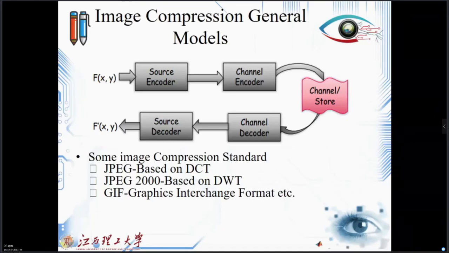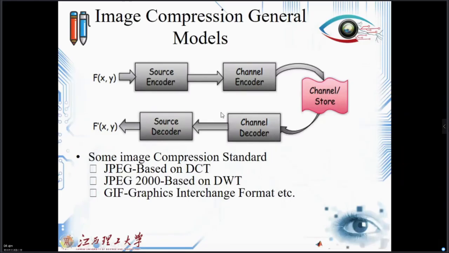It's enough for us to know why we need compression, but what is the general model for compression? I bring in this slide, as you will see the blocks. You have the source encoder after entering the image, and then the channel encoder. Then you have the channel, the channel decoder, and the source decoder. Again, you can have the image on the receiver side. Some image compression standards, which we will talk about next lecture in the new week, are JPEG based on DCT, JPEG 2000 based on DWT, and GIF, which is the graphics interchange format. These are the compression standards that you can see. We will talk about more detail on this part in the next lectures, and you will get proper information about them.